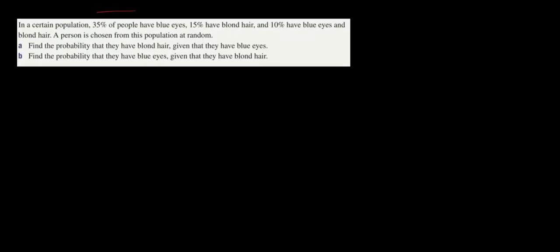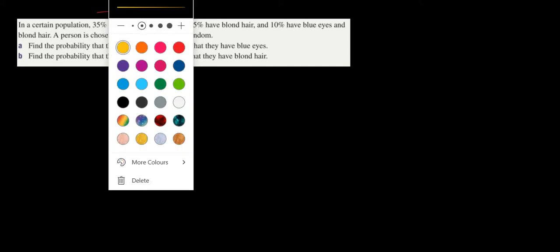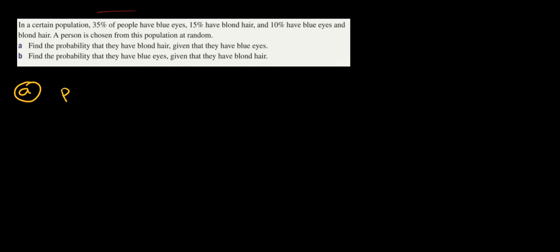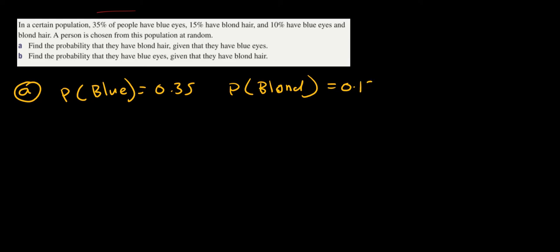Okay, so the first problem, if you want to pause the video and have a go doing this. Okay, so let's have a look at A. So we've got the probability of blue eyes is 0.35, the probability of blonde hair is 0.15, and the probability that they have blue eyes and blonde hair is 0.1. And we're asked to find the probability of blonde hair given blue eyes.